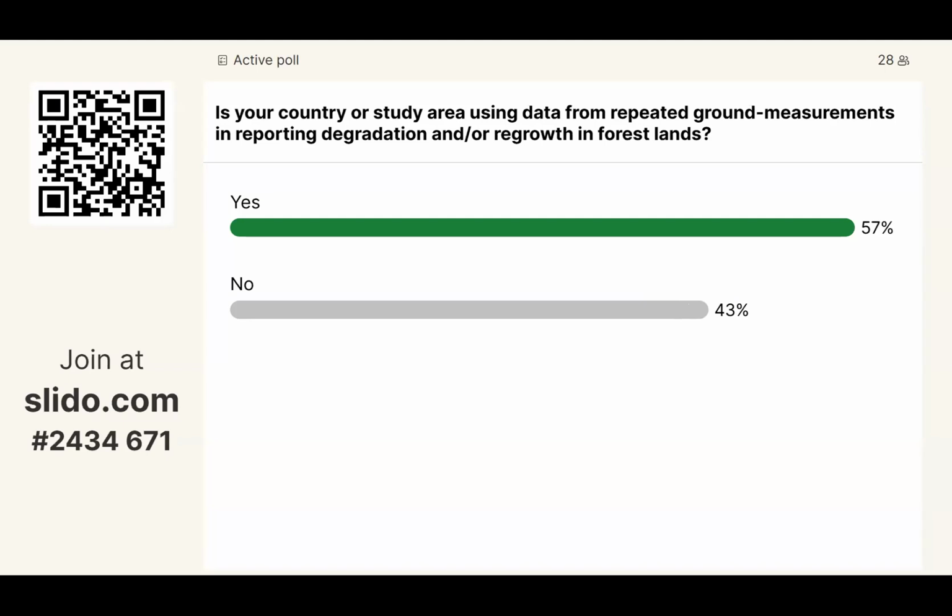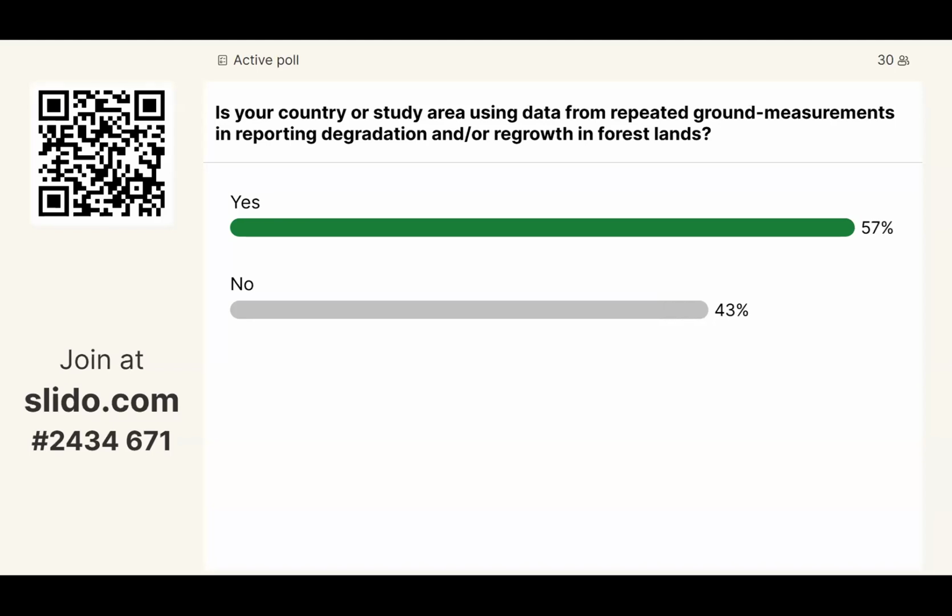Well, I don't know, Marieke, what's your thought on this? This seems actually quite encouraging, or Till? Yeah, I had expected more no's, to be honest, because it's so challenging for countries to use those repeated ground measurements. First of all, to have them, and then also to be able to use them. So this is really interesting to see. Yeah, for sure. Thank you, everyone.